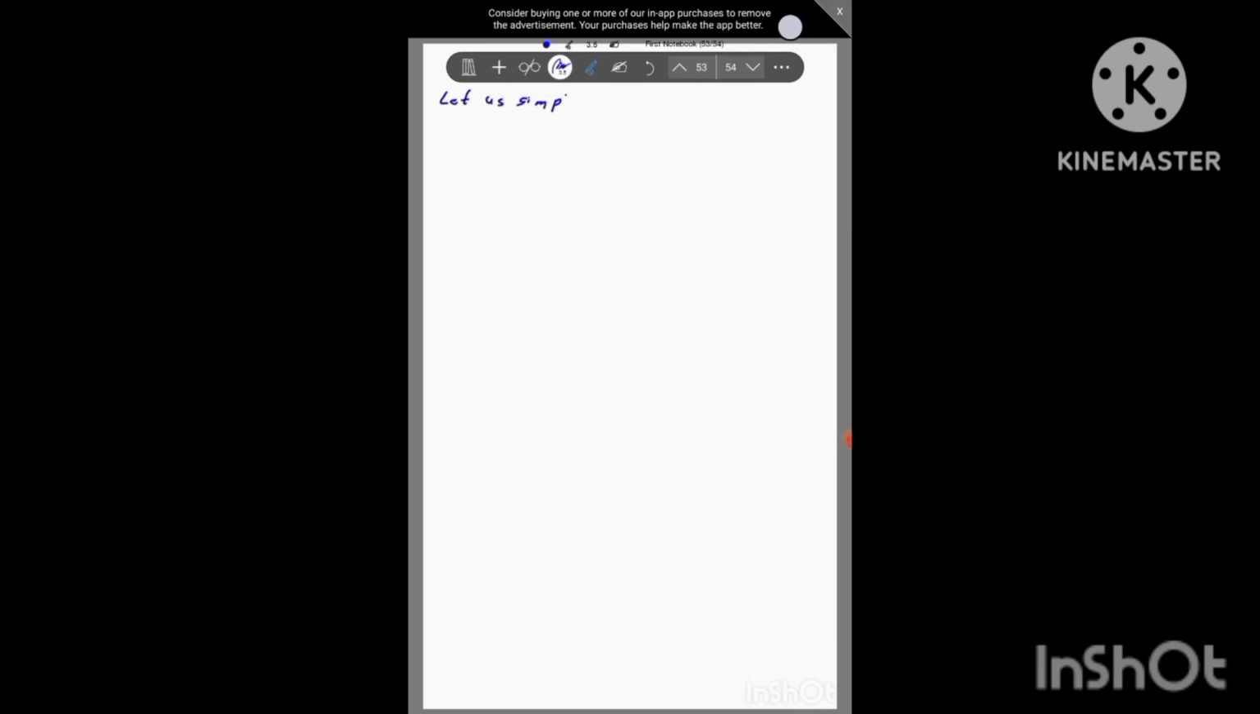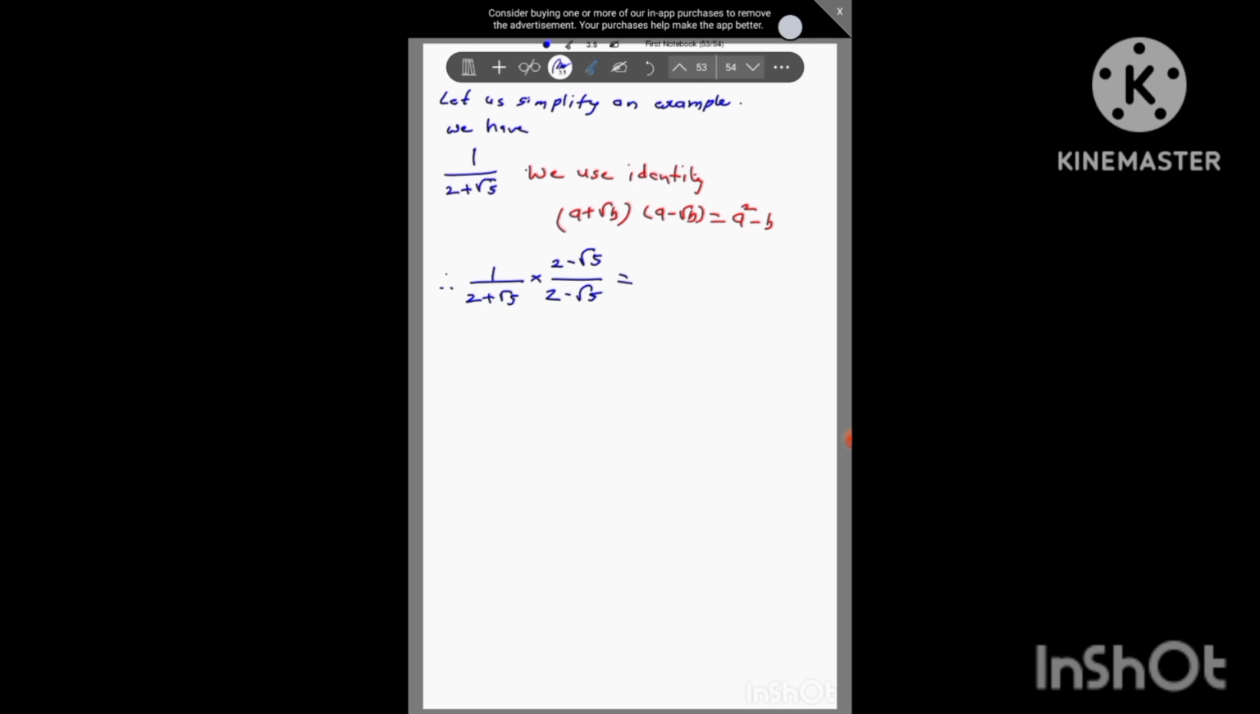So we see another method of simplifying the examples. The method is called rationalizing the denominator. Remember this. Okay. So we take the example 1 upon 2 plus root 5. So we use the identity a plus root b into a minus root b is equal to a square minus b. Remember this identity, get it by heart, and we multiply the numerator and denominator by the same quantity which doesn't change the value, 2 minus root 5 and 2 minus root 5.